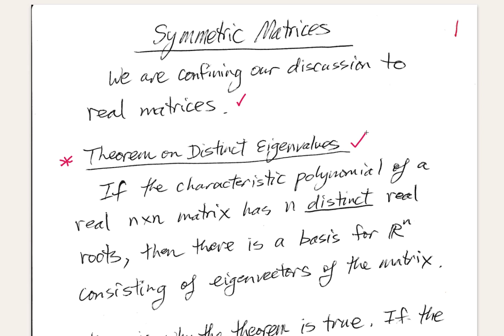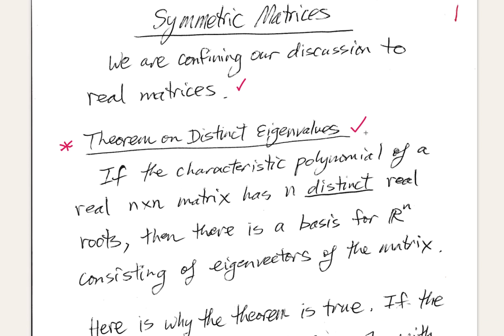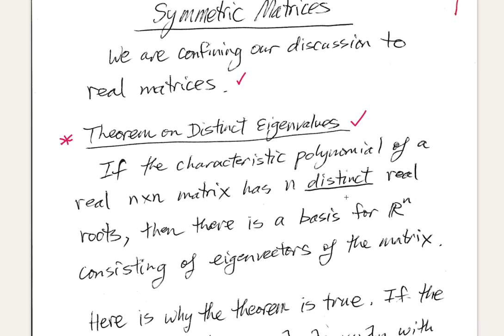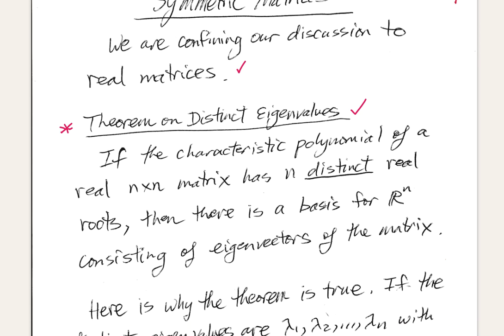I think this is worthy to know, even though it doesn't directly pertain to symmetric matrices. But let's go ahead and take a look and see what it says. If the characteristic polynomial of a real n by n matrix has n distinct real roots, then there is a basis for Rn consisting of eigenvectors of the matrix. That's what that says.